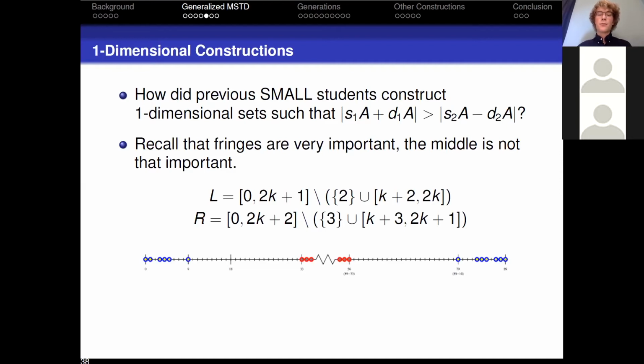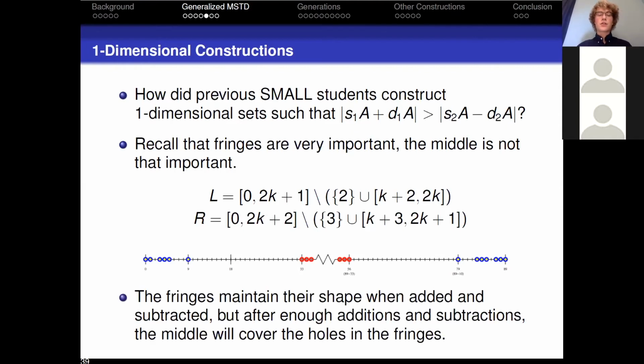Then we take a full middle in the set, and we put the left and right fringes there, and we reflect the right fringe over. This gives us the structure here where the blue elements are the fringes on either side, and the red elements in the middle are what we call the middle of the set, and that's completely full where it's shown. So we can see we've got this nice structure, and these fringes are great because they maintain their shape when they're added and subtracted.